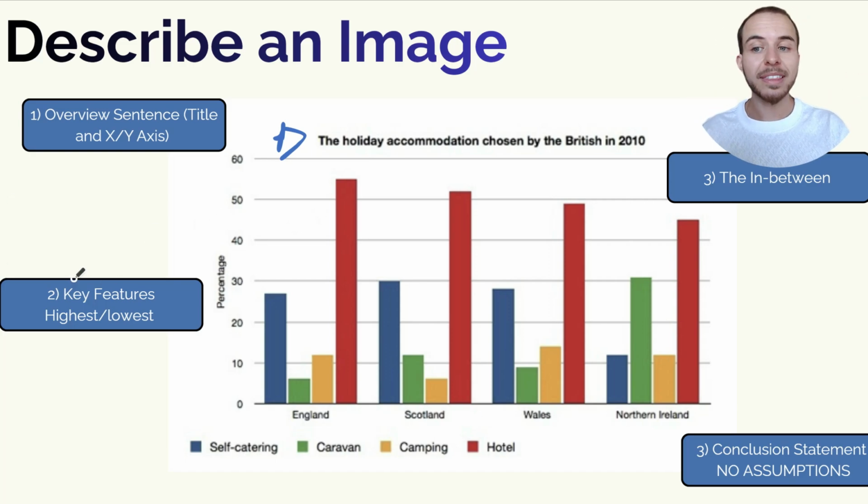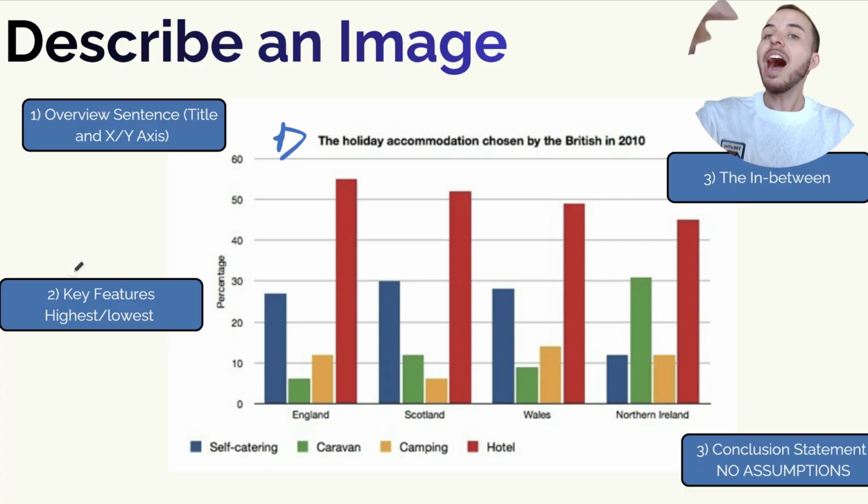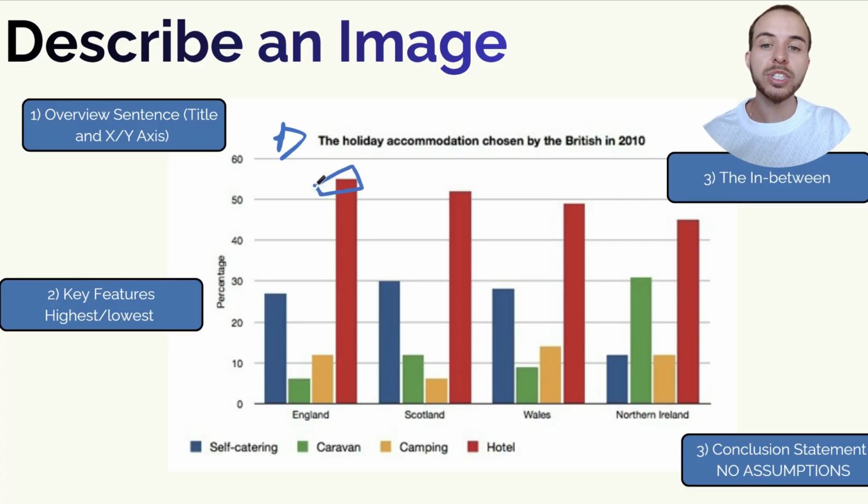Number 2, the second thing you're going to do is talk about the highest and the lowest features. So I would start talking about how England was the highest for hotel accommodations and how Scotland had the lowest for camping accommodations. Now, make sure you are not having any assumptions. You are only talking about what you can see in the picture.